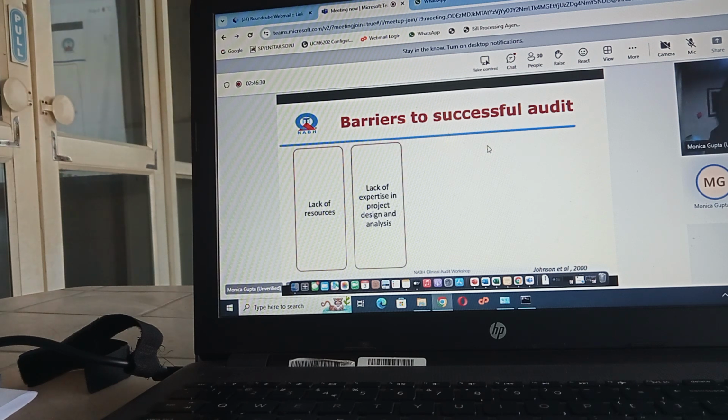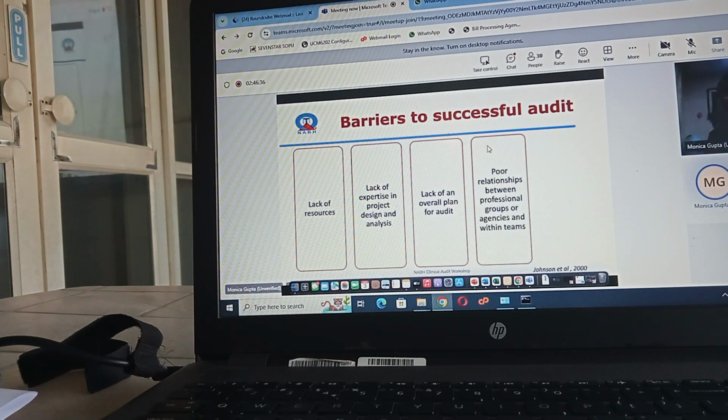Yes. So lack of resources, lack of expertise in project design and analysis, lack of an overall plan for audit, poor relationships between professional groups or agencies and within teams. In most organizations, there is this problem. And again, this is a cultural issue. So especially for the people who actually work in silos, and when you want to analyze audit, you need teams which are working on this. And get professional teams which work on clinical audits. Similarly, if you do not have good relationship between nurses and doctors, again there are issues which will act as barriers.